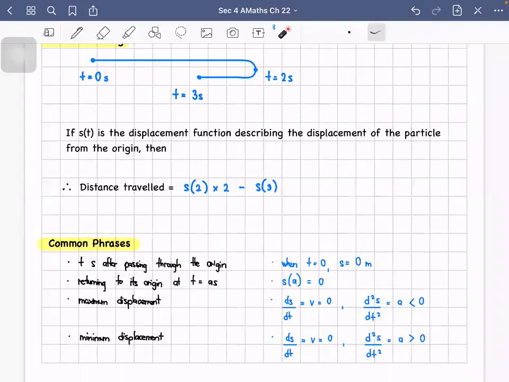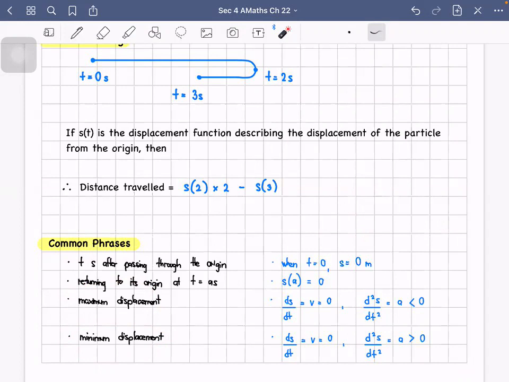So returning to its origin. Okay, so it went back here. Well, that's 0 because it went back to the origin. So it touches that place again. And then for this, maximum displacement and minimum displacement. So think about your maximum and minimum point before. So it also works that way.